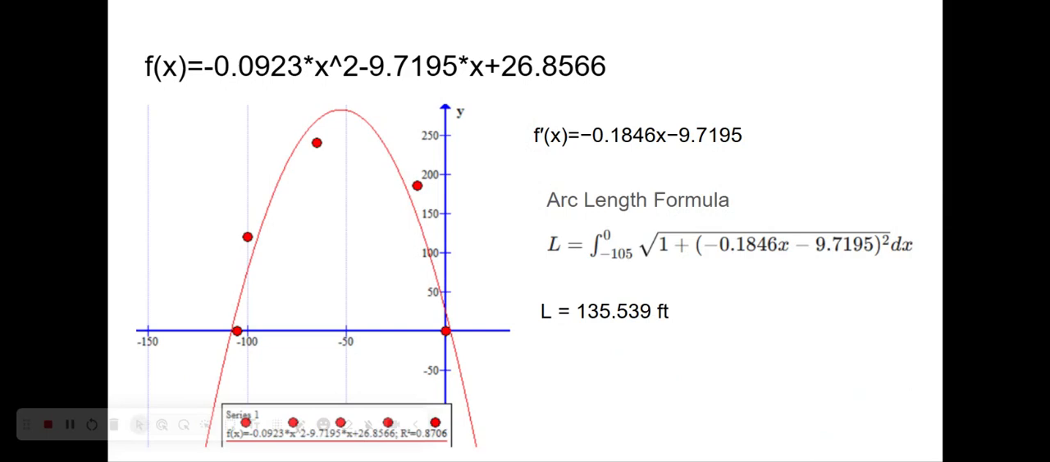So after I received the line, I derived it, and then put that into the arc length formula. And then the bounds of the definite integral were my minimum and maximum x value. So after calculating that, I got 135 and a half feet roughly. And then I stopped after three decimals.